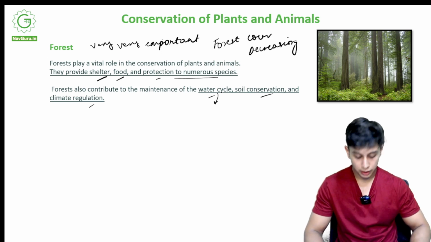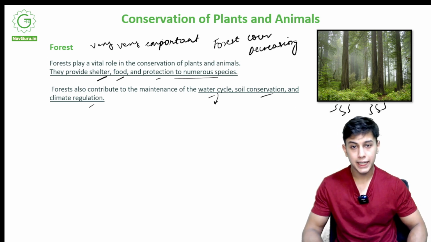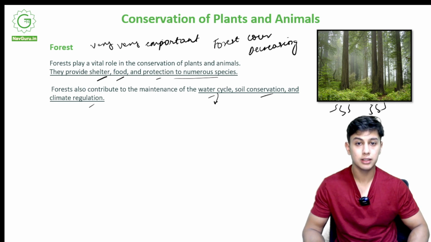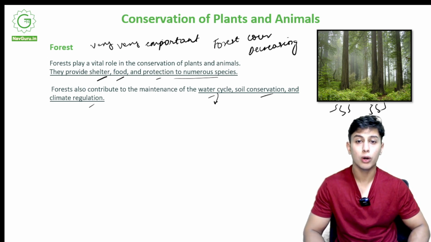Soil conservation: the roots of these trees are binding the soil, the mud, the ground. If these trees are not there, that soil will just wash off in the rains. It will be a loss of land.